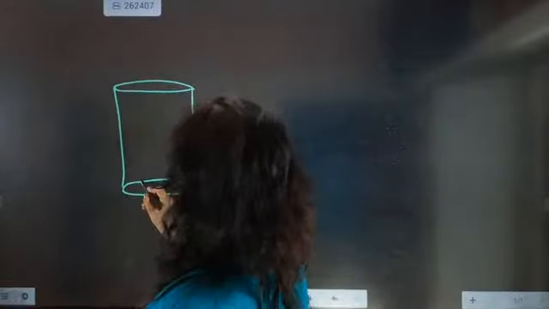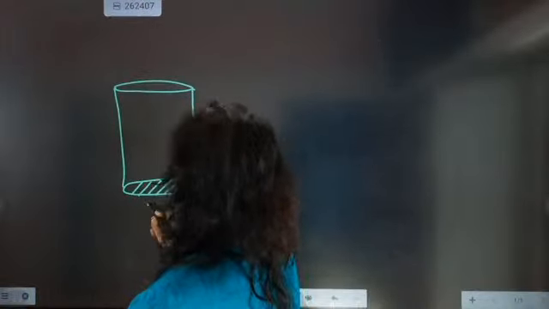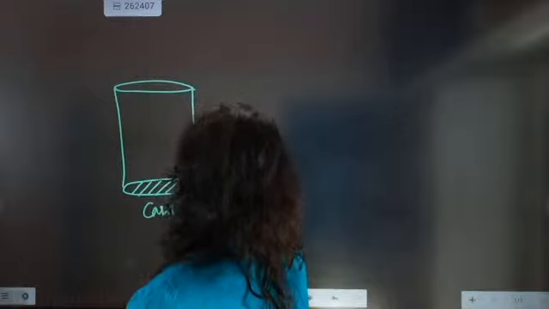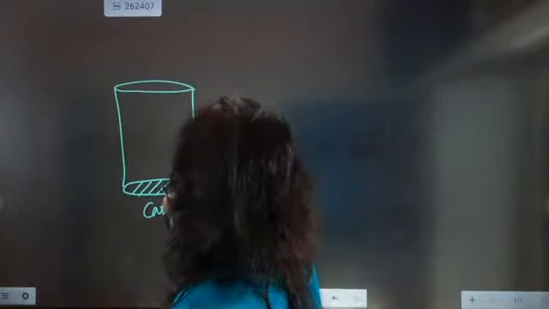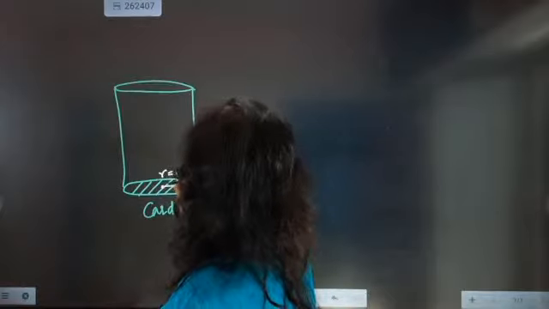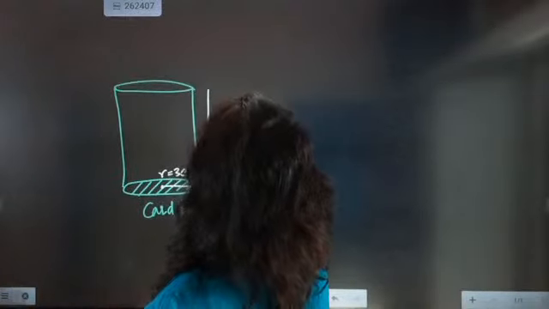The shape of the pen holder will be cylindrical with a base using cardboard. So the base will be cardboard. Each pen holder was to be of radius 3 centimeter. So when you make it, the radius of the pen holder has to be 3 centimeter, and the height is 10.5 centimeter. Okay.